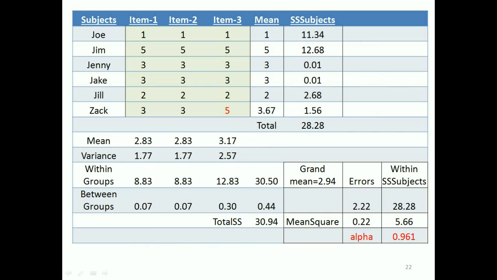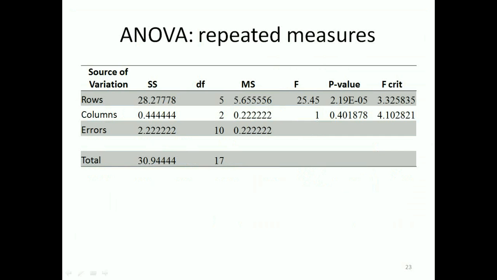Here's another example. I've given Zach a score of 5 on item 3, so the mean squares have changed and alpha has dropped to 0.961. But here we find the same information, so you don't need sophisticated programs to find alpha.